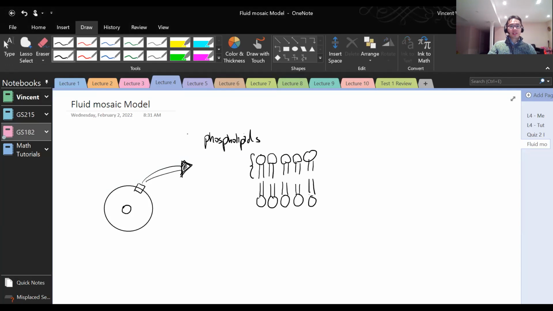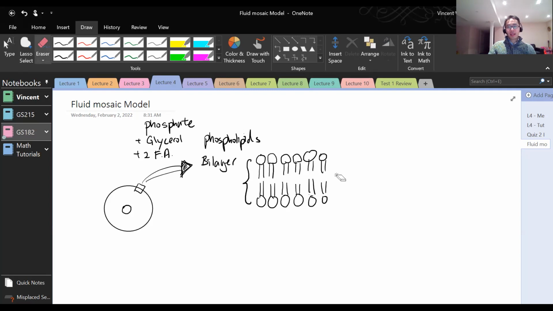Okay, so remember, phospholipids have three parts to them, right? There is a phosphate head, there's a glycerol, and then plus two fatty acids, right? So those fatty acids could be saturated, could be unsaturated. It's going to be a mixture of both, and that is the major component of our cell membrane. Okay, so it forms what we call a phospholipid bilayer. So not just one layer, but two layers of phospholipid together.